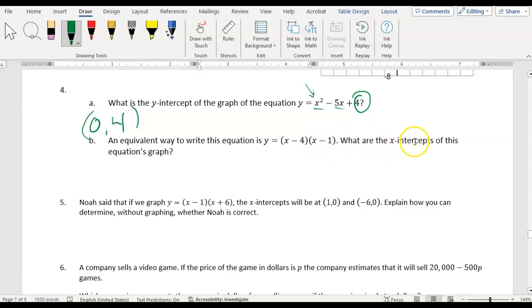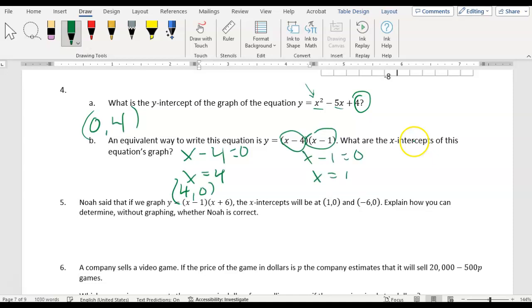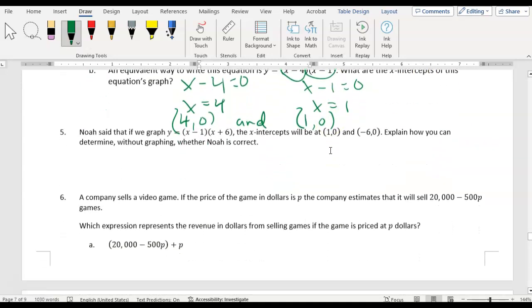What are the x-intercepts? So again, we're going to set each one of these to 0. So x minus 4 equals 0, therefore x equals 4. So 4 comma 0 is one of the x-intercepts. X minus 1 equals 0, x equals 1 then. So 1 comma 0 is our other x-intercept.